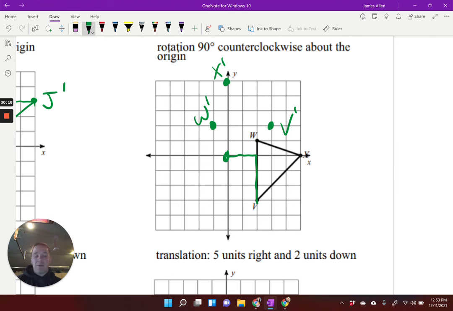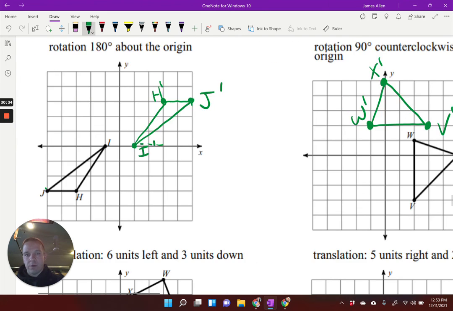Now I got to swap that around. I'm going to go to the left 3 and down 2. Okay? All right. Awesome. Fantastic. Let's connect the dots. See if it looks about right. I like it. That looks like a rotation, 90 degrees counterclockwise. We're good.